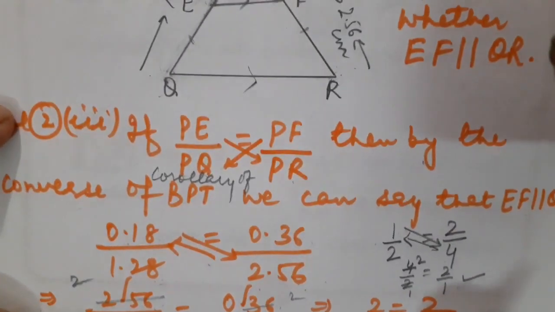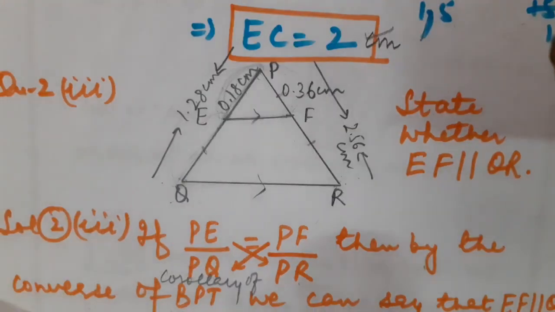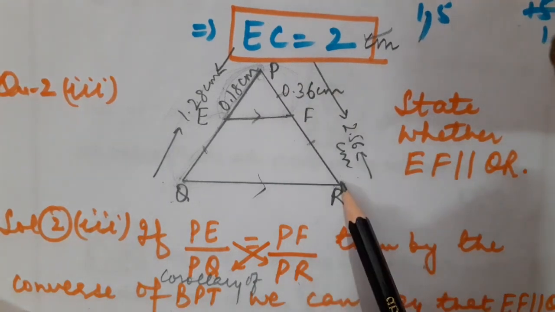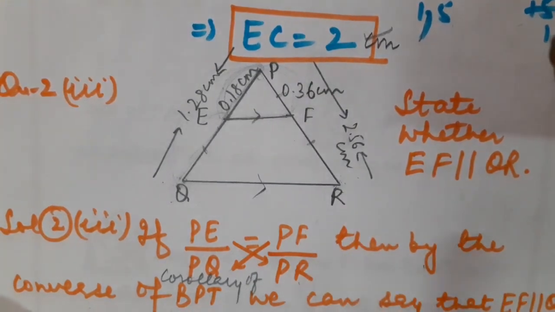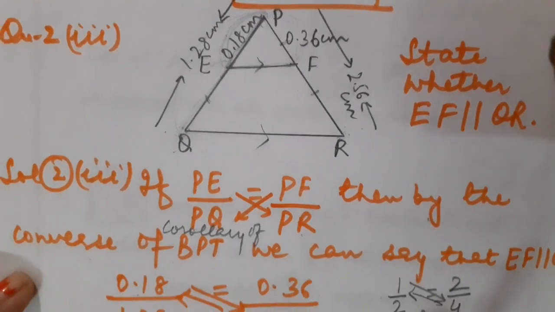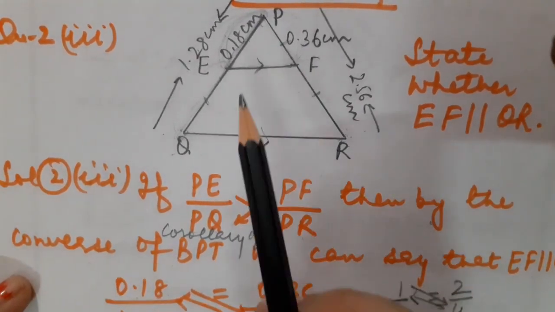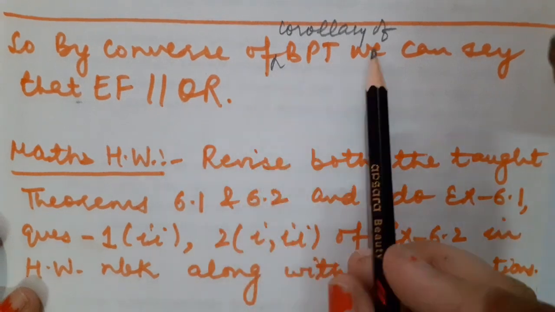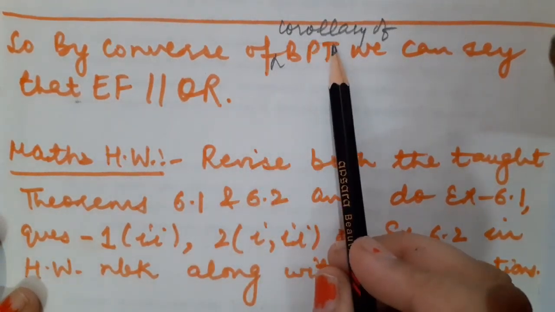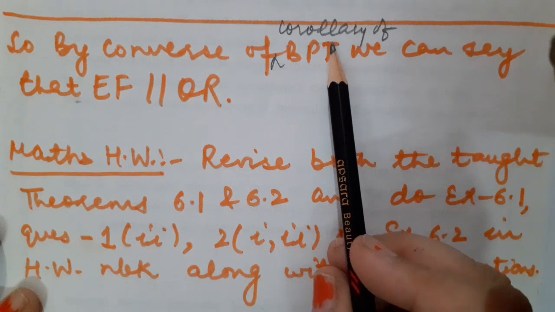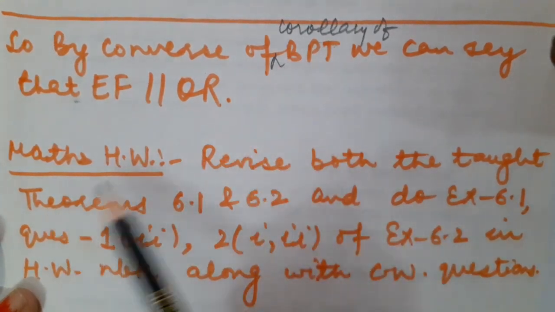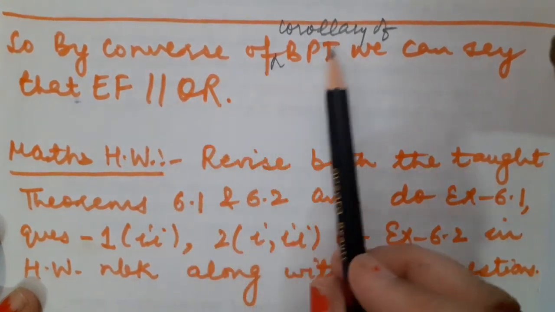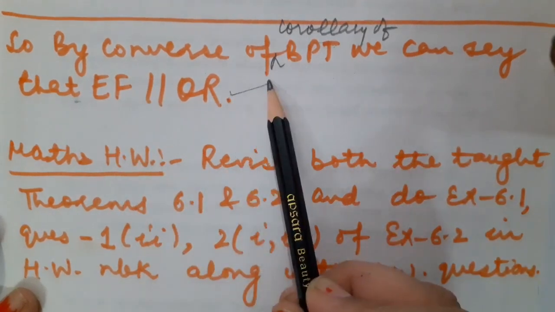Means the ratio of PE upon PQ is equal to PF upon PR. Though I am going to apply BPT corollary. Okay. The converse of BPT corollary I am going to apply. So it means, what can I say? That EF must be parallel to QR. So children, by converse of corollary of BPT, why I am saying corollary again and again? Because I will be having the dimensions given, one of shorter side and another one of the complete side. Okay. And I had applied directly that. So by the converse of corollary of BPT, we can say that EF is parallel to QR.